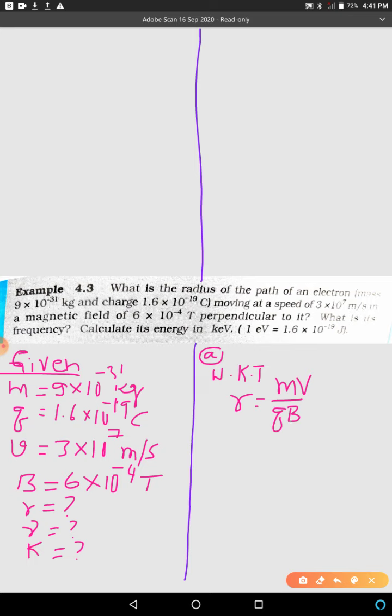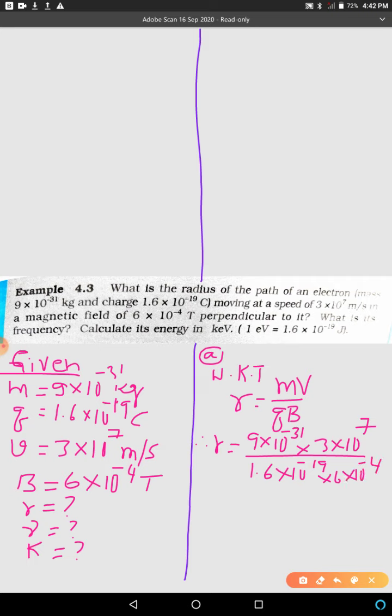You have seen the formula in your notes: mv/qB. Therefore, substitute r is equal to, what is m? Mass of the electron, 9 into 10 power of minus 31, into velocity, which is 3 into 10 power of 7, divided by q. So q, that is the charge, 1.6 into 10 power of minus 19, into B. What is the strength of the magnetic field? 6 into 10 power of minus 4.